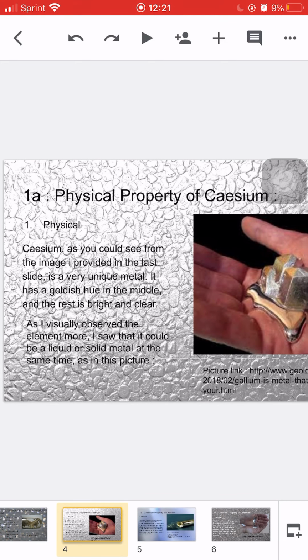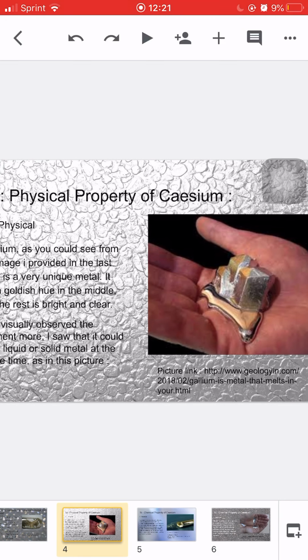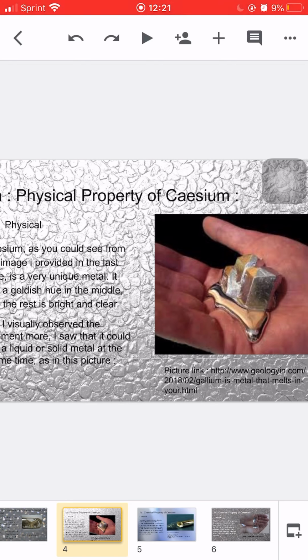On this one, I observed the element visually, actually looking at the element and seeing all of its properties, like what you can see with your eye.